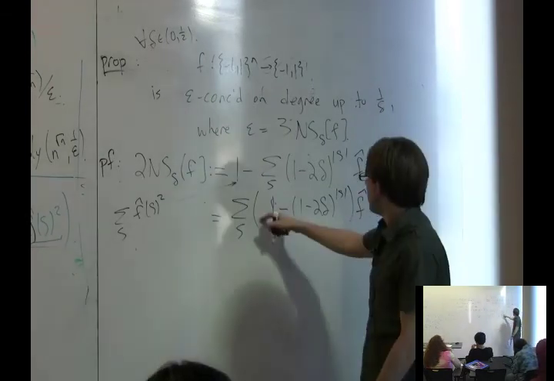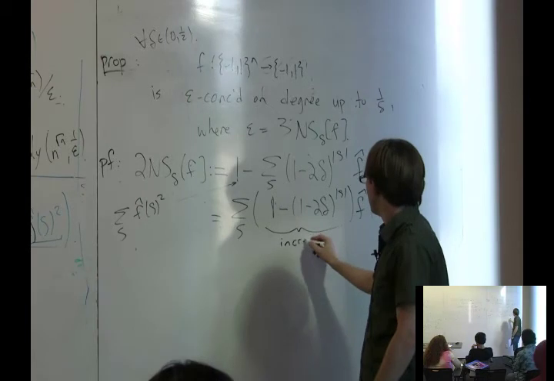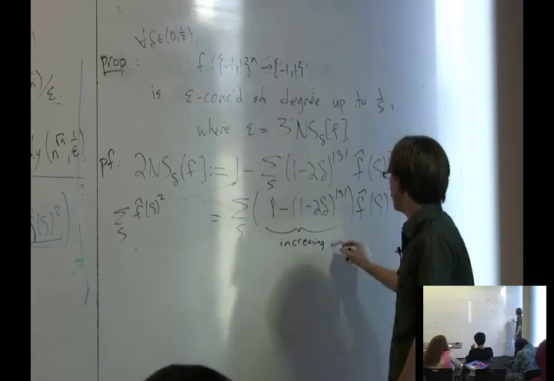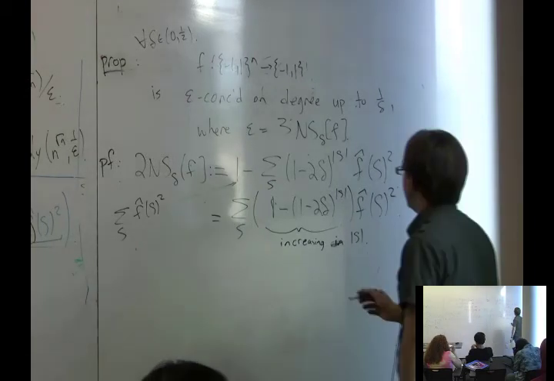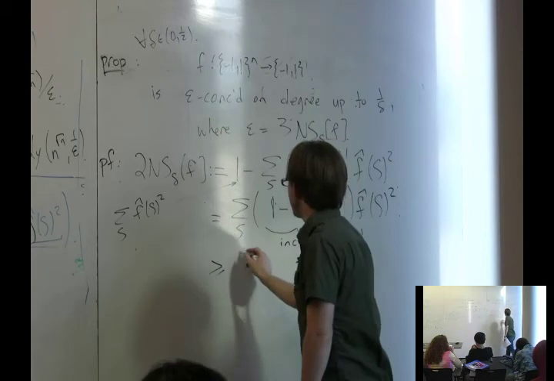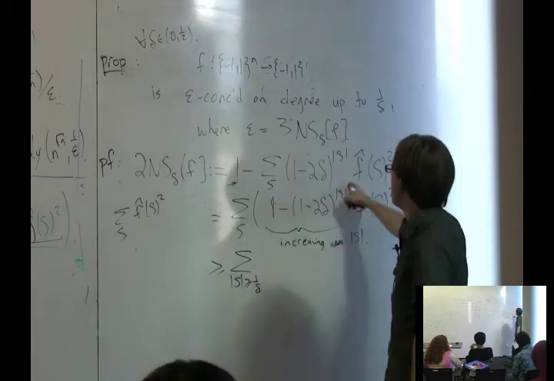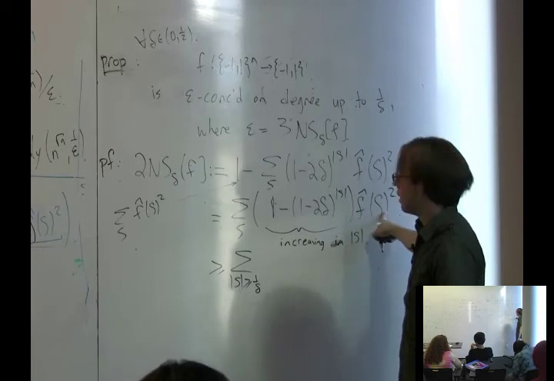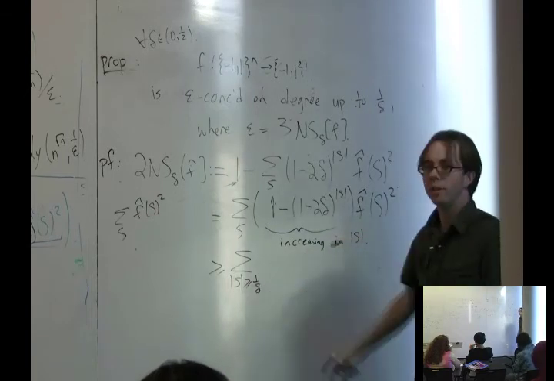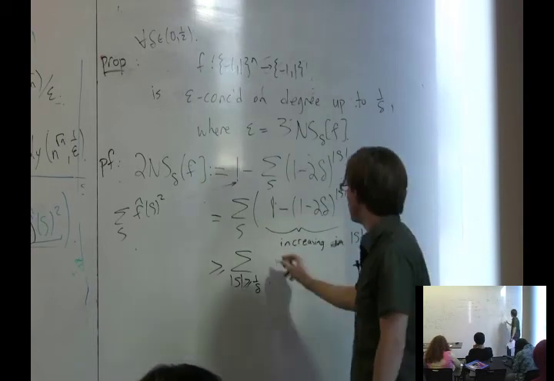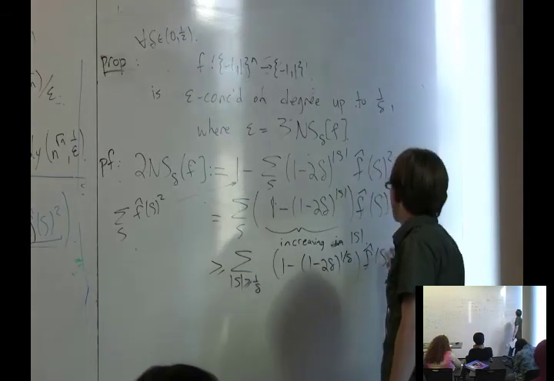Now this is a non-negative number, and it's actually increasing as a function of cardinality s. So what I'm saying is I can sum over all s at least 1 over delta. First of all, I could just put in this number times f hat s squared, and I would just be dropping some terms if I did that. But since this is an increasing parameter in cardinality of s, the lowest this could be is if I plug in cardinality of s equals 1 over delta. So all of these, when s is at least 1 over delta, are at least 1 minus (1 minus 2 delta) to the 1 over delta, times f hat s squared.